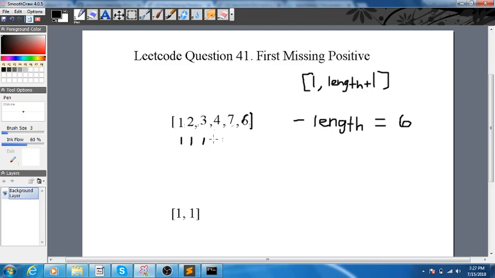There's a 3 in the 3 spot. There's a 4 in the 4 spot. There's a 7 in the 5 spot, so it doesn't contain a 7. So we'll return 5 because that's what should be in that spot. So we'll return 5, and that's how you do it.